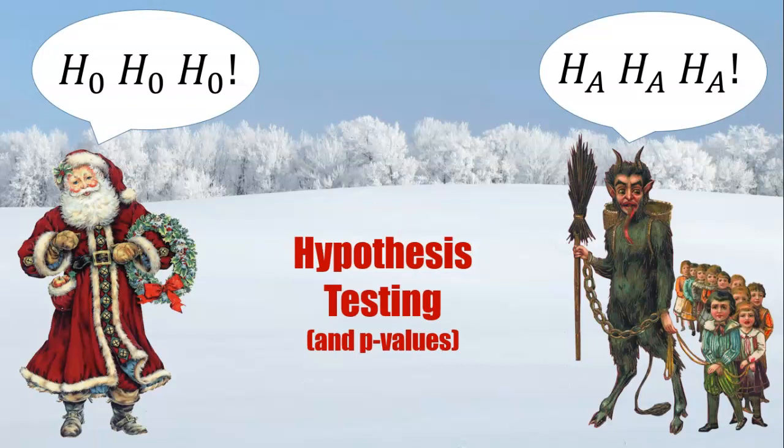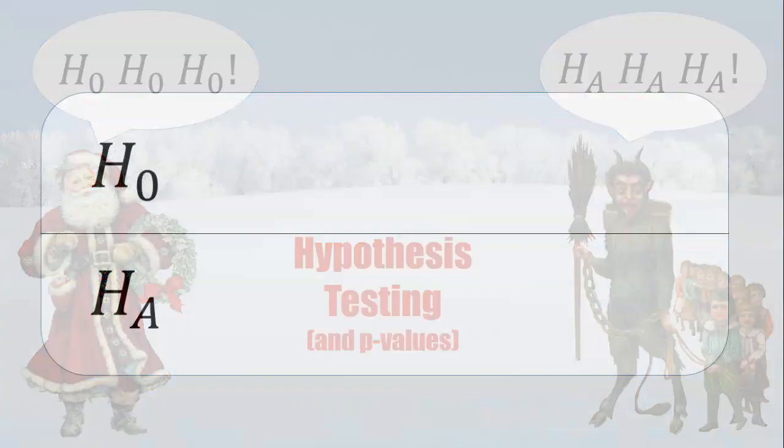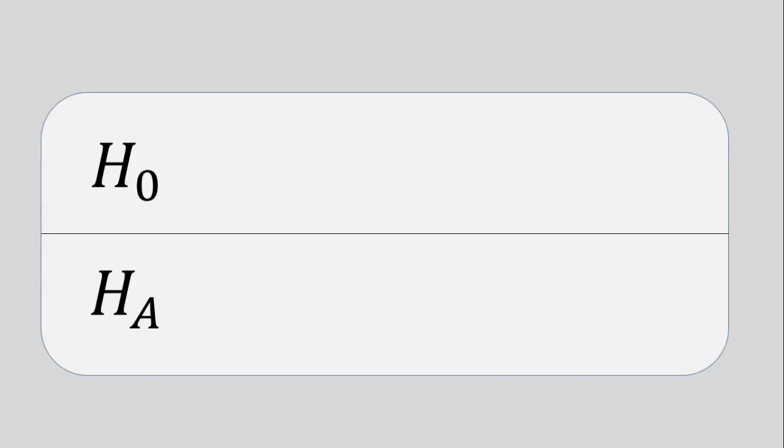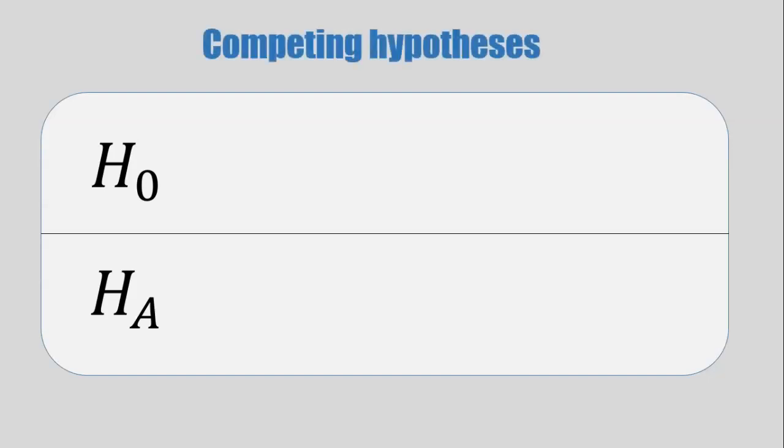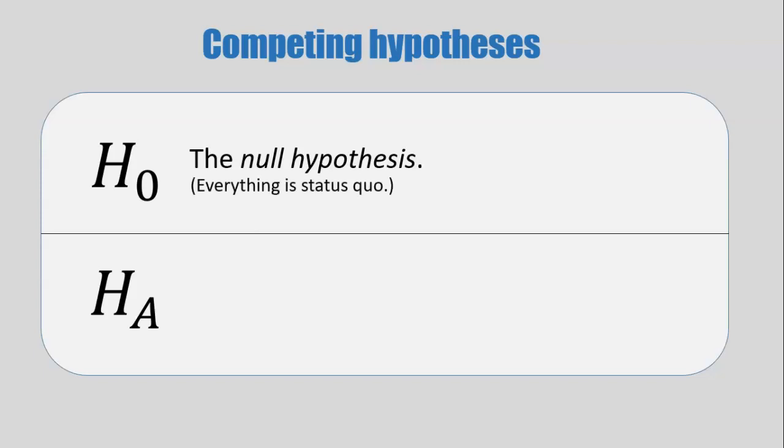Well, every statistical hypothesis test involves a ho and a ha, which stand for two competing hypotheses. The ho, which is actually read H sub 0, is called the null hypothesis, and this is the hypothesis that everything is status quo. The null hypothesis always says that everything's as expected, there's nothing interesting going on, move along folks, there's nothing to see.